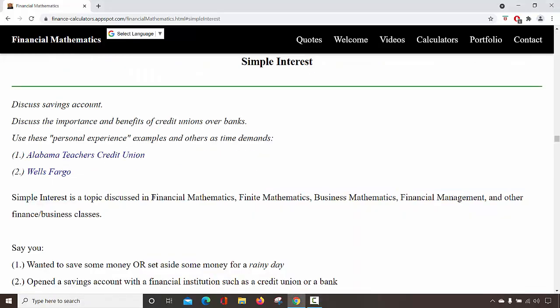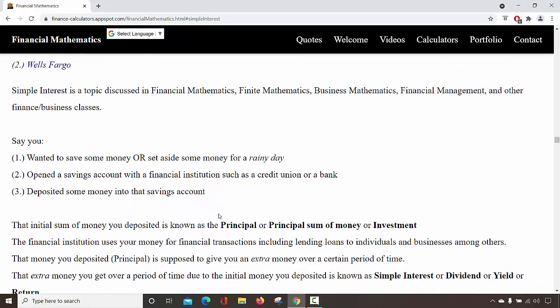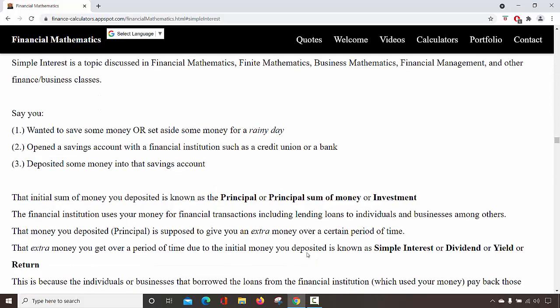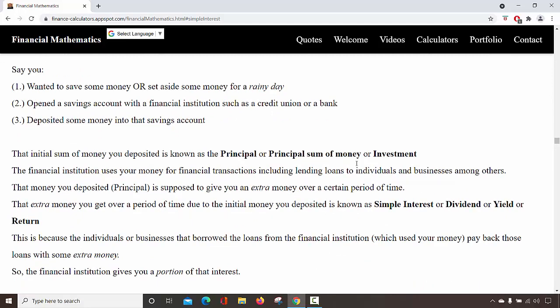When we talk of simple interest, assume you have a savings account in a financial institution. A financial institution could be a bank or credit union. The initial money you deposit in that savings account is what we know as the principal or investment. After some time, say T, the bank will give you some interest. The account will earn some interest according to an interest rate, say R.